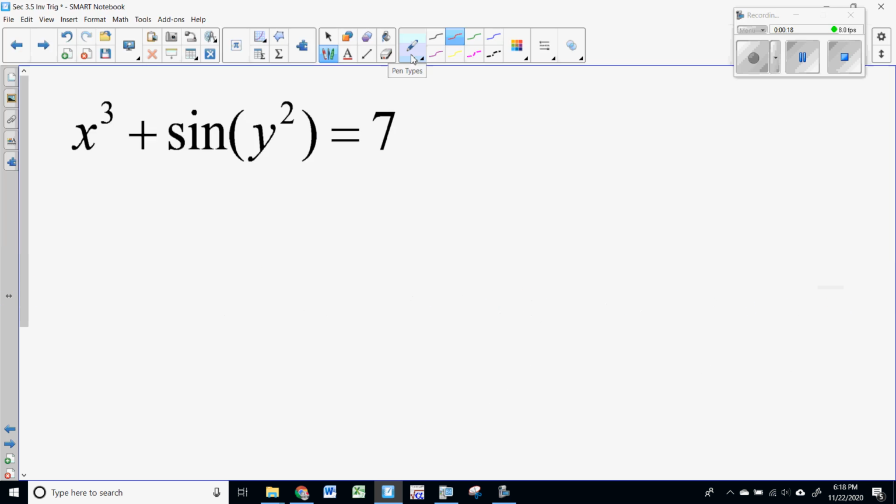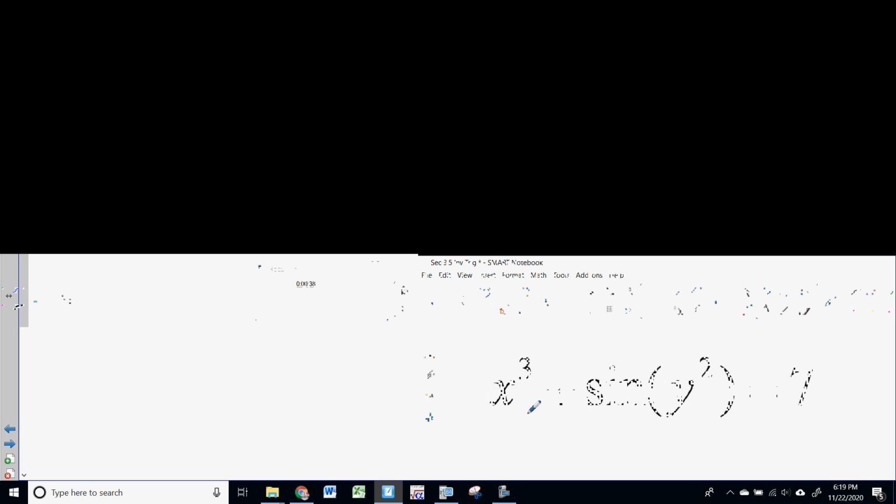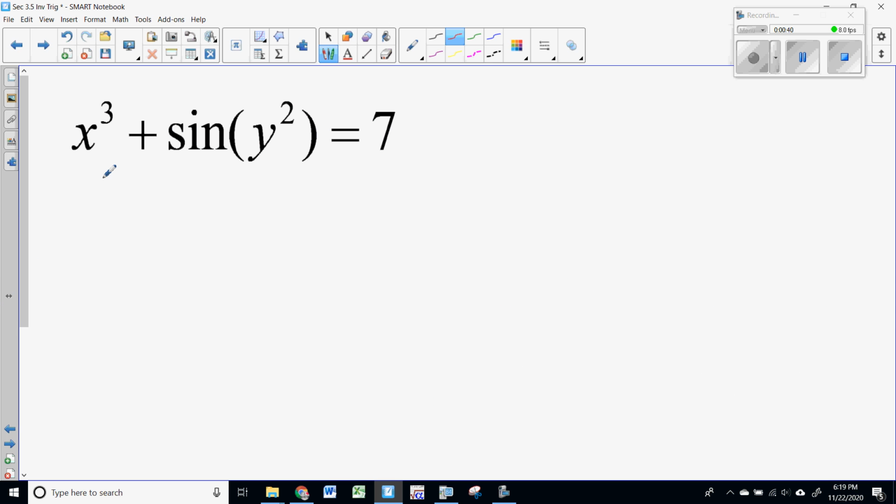If you remember what implicit differentiation is, we're going to find dy/dx of some equation that we can't solve for y. We don't know what y is. We only know y is some implicit function, implied based on the equation. So what we're going to do is take the derivative of both sides. If it's just an x, as in x cubed, that derivative is just 3x squared.